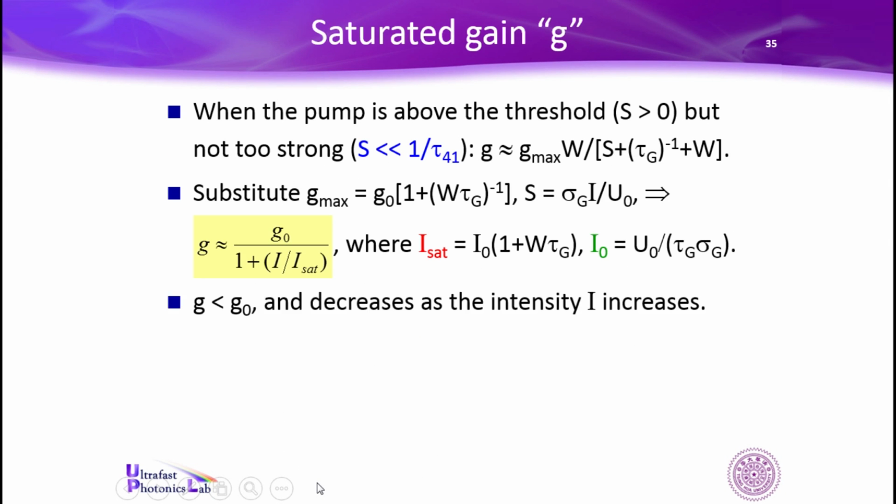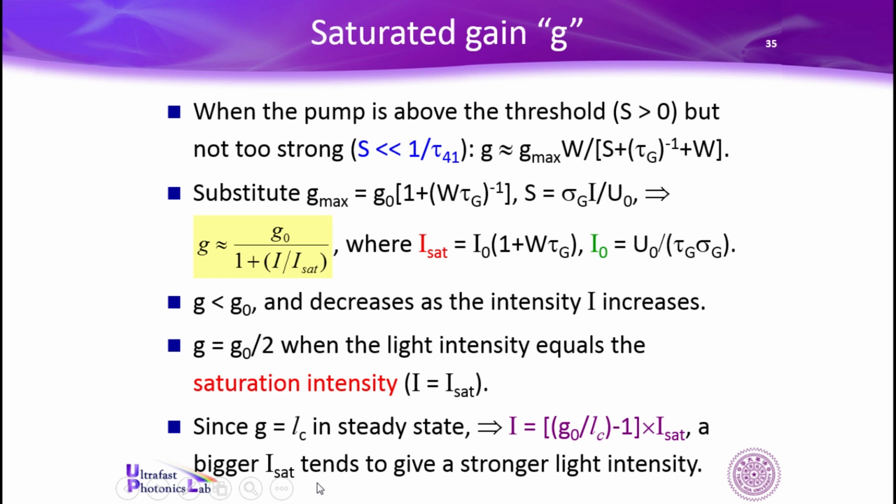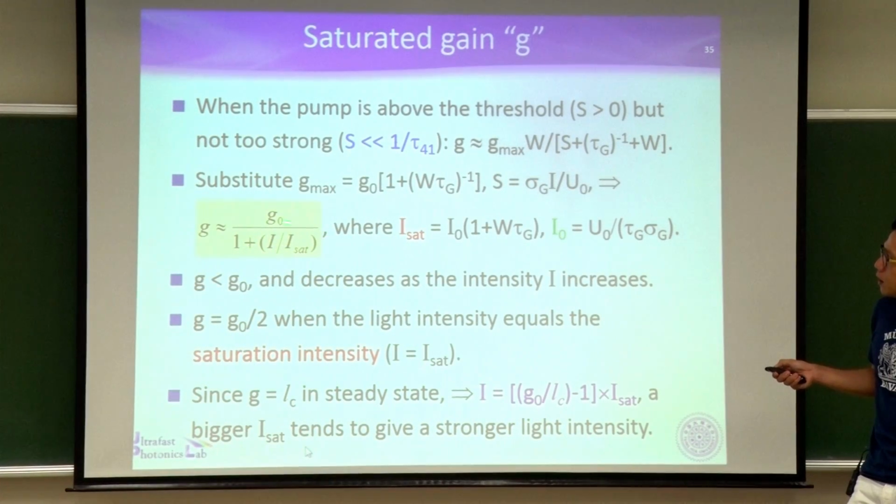The other case is saturated gain, which means the gain when there is intracavity light intensity. And by way of some mathematics, we derive this result. Your saturated gain coefficient is small signal gain coefficient over 1 plus a normalized number, which is the intracavity light intensity over a parameter, saturation intensity I_sat, which is defined here.